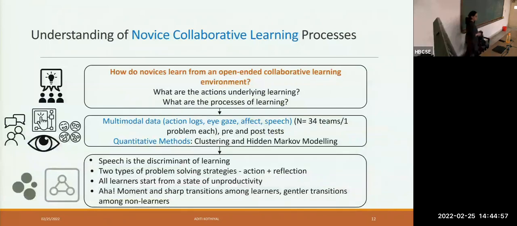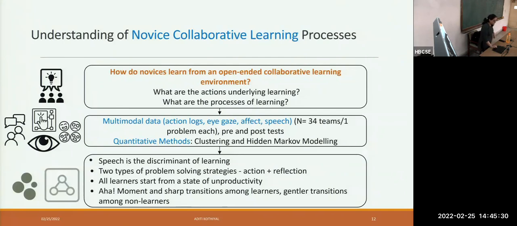So what was the research question we had over here? The research question was, how do novices learn from this open-ended collaborative environment? And specifically, what we wanted to study was, what are the actions of learning and what are the processes of learning? And these two are going to help us answer the question of how we can then redesign this.